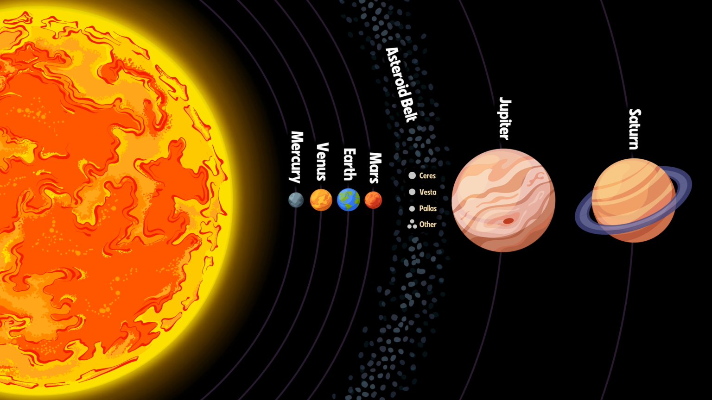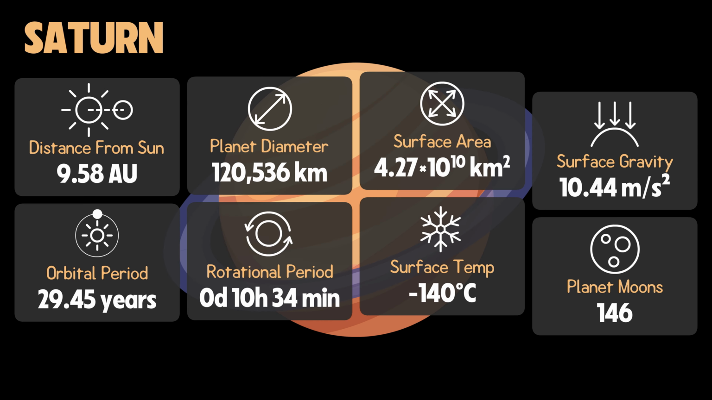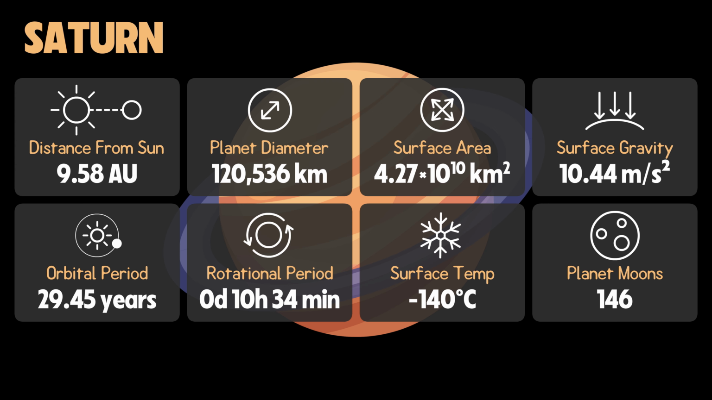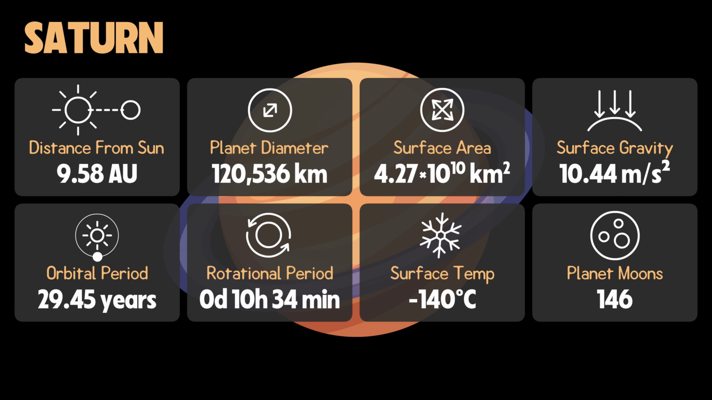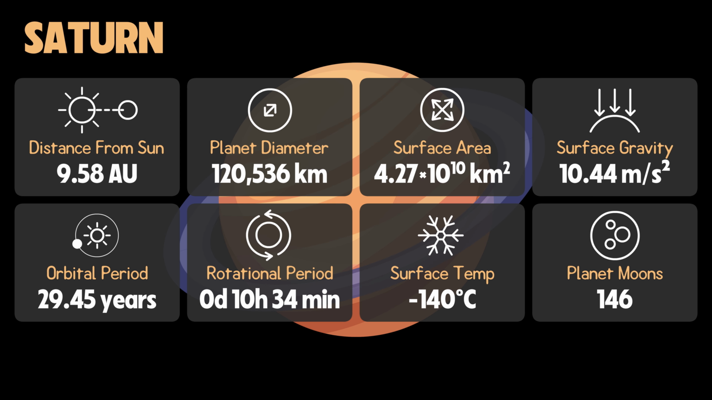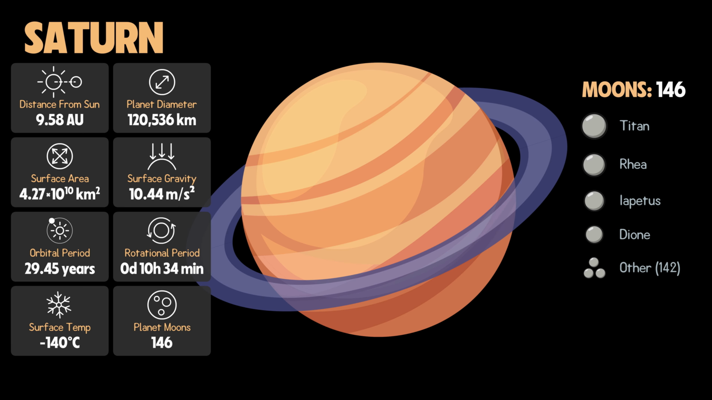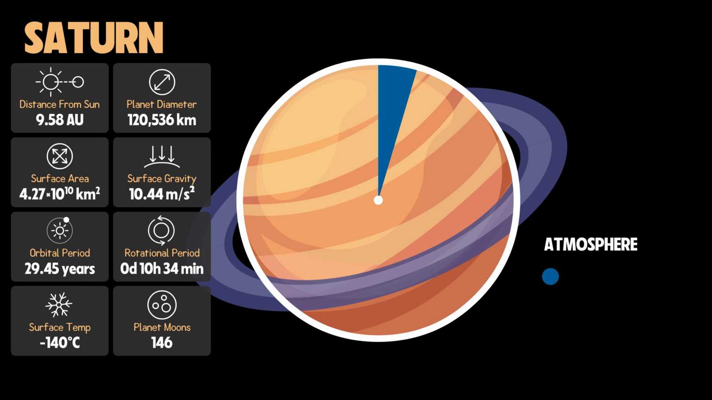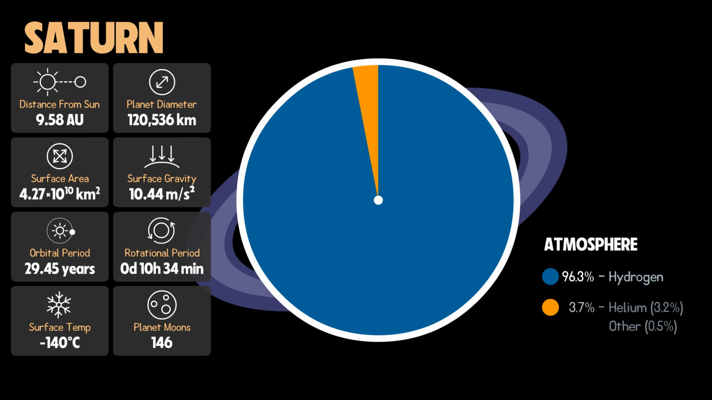Sixth in our journey is Saturn, famed for its rings. Saturn, composed of ice and rock elements, presents a sight with its magnificent rings. It completes a rotation in about 10.6 hours and orbits the Sun at a distance of approximately 9.58 astronomical units. Saturn has 146 confirmed moons, the largest being Titan, followed by Rhea, Iapetus, and Dione. The atmosphere is mainly composed of hydrogen, followed by helium, with trace amounts of other elements.